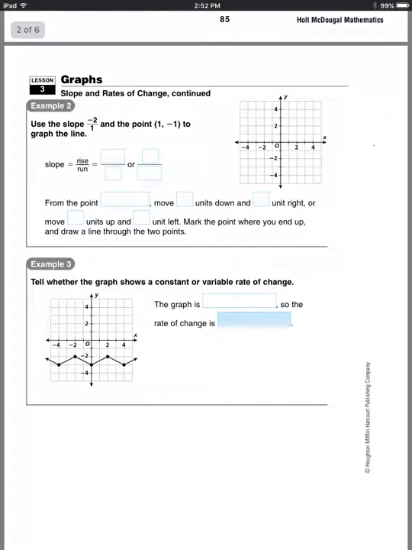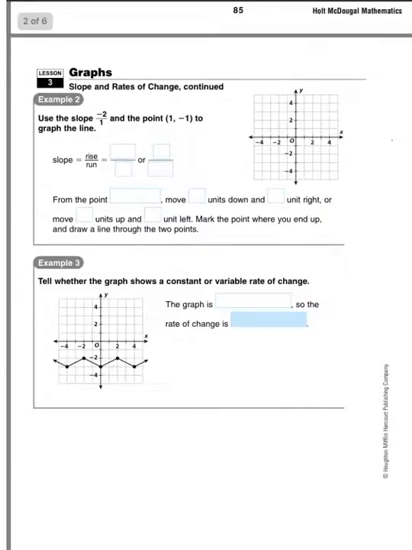Okay, use the slope -2, 1 and the point (1, -1) to graph the line. So, because we know that our little fraction that tells us how to work with those numbers is rise over run, we can just replace this right next to it, -2 over 1. Okay? Or it can be 2 over -1. It doesn't really matter. I do prefer that first one though, and I'll show you why.